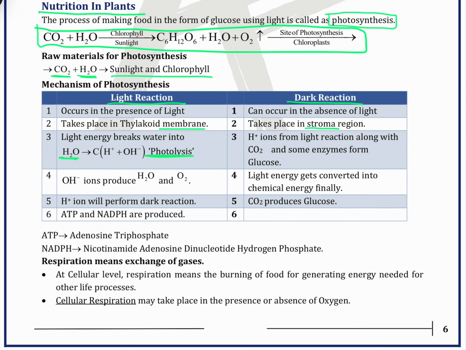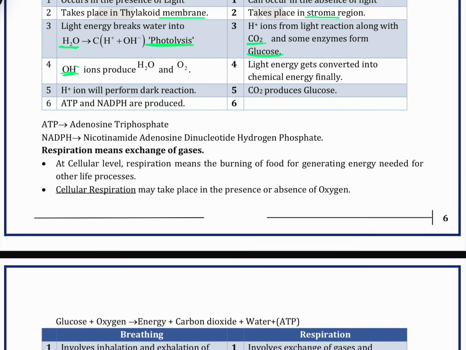And here we can see the H plus ions from the light reaction, along with CO2 and some enzymes, form glucose. Then fourth, OH minus ions produce H2O and O2. The OH minus ions, this minus sign we can term as ions, produce H2O and oxygen. And here we can see light energy finally gets converted into chemical energy. So finally the light energy is converted into chemical energy.